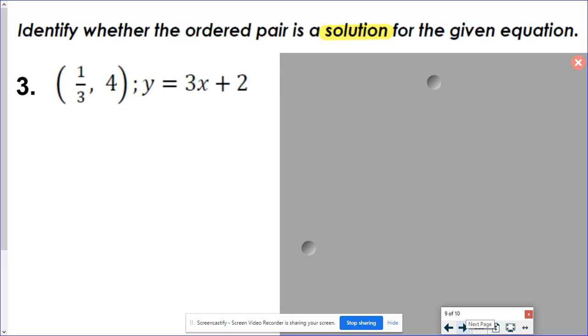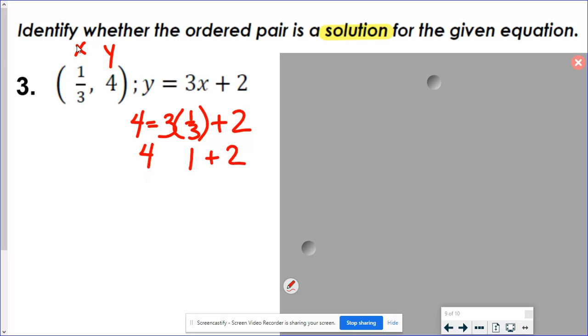Here's the last little bit that I want to do. At the beginning, I had a problem and I said, is this a solution? I want to know, is this ordered pair a solution for this particular equation? So remember, the first number is always the x, the second number is always the y. So I'm going to get, instead of the y, I'll write 4 equals 3 times 1/3 plus 2. 3 times 1/3. 1/3 of 3 is 1 plus 2. That's 3. And no, that's not equal. So is it a solution? Nope, it's not a solution.